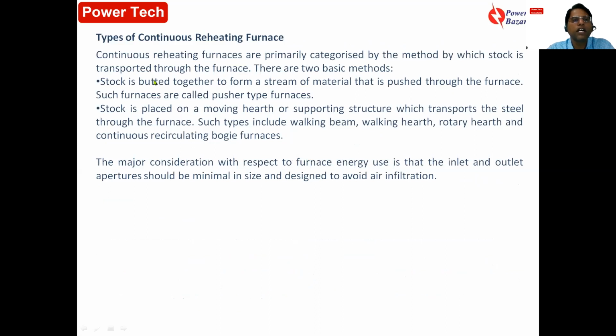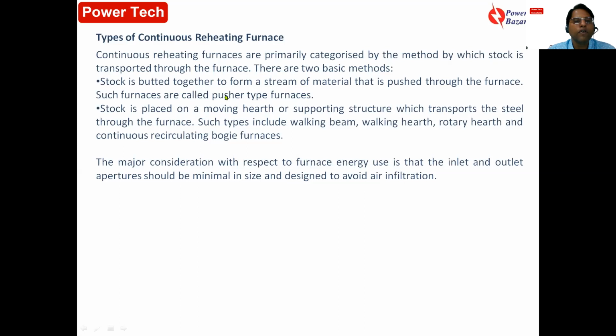Now, let us understand the types of continuous reheating furnace. Continuous reheating furnaces are primarily categorized by the method in which stock is transported through the furnace. There are two basic methods: one is the pusher type furnace, and another is a moving hearth or supporting structure which transports the steel through the furnace. So, based on how you are moving the material inside the furnace, there are two types of continuous reheating furnace.